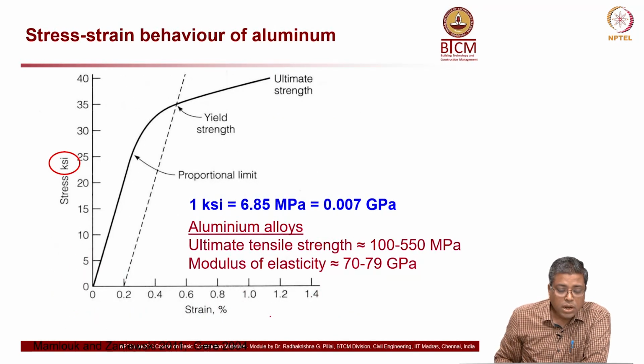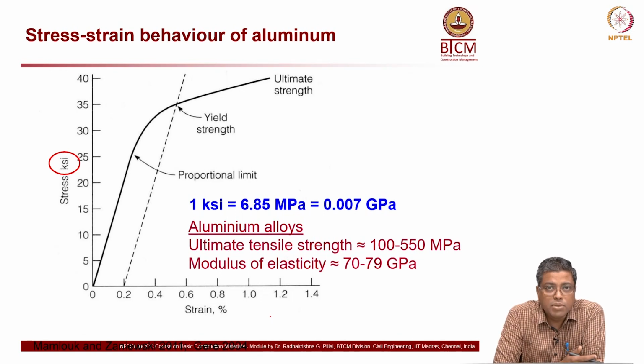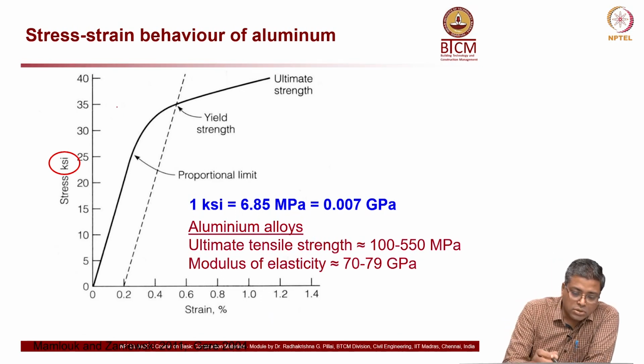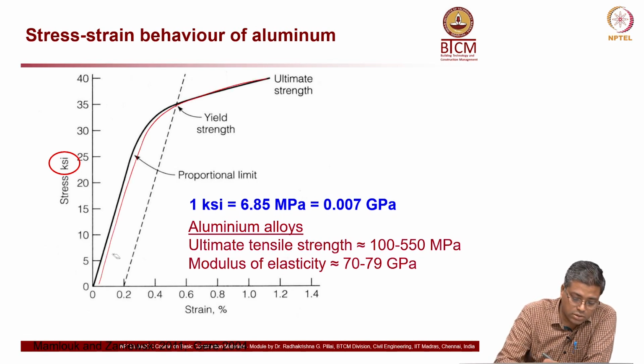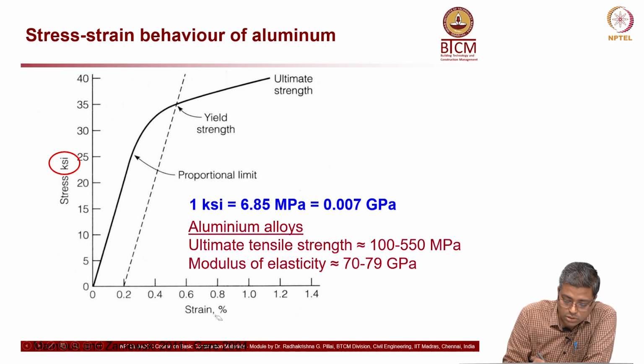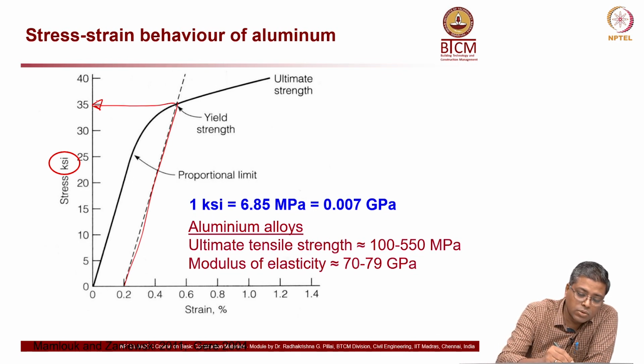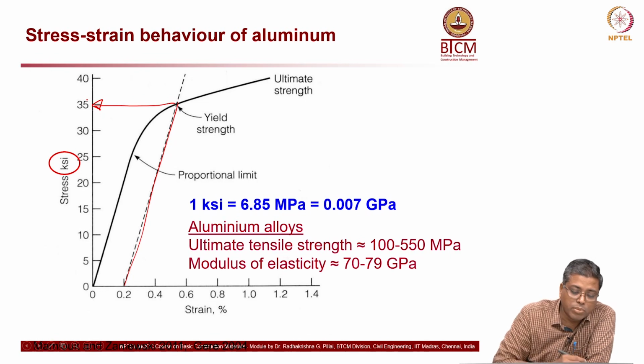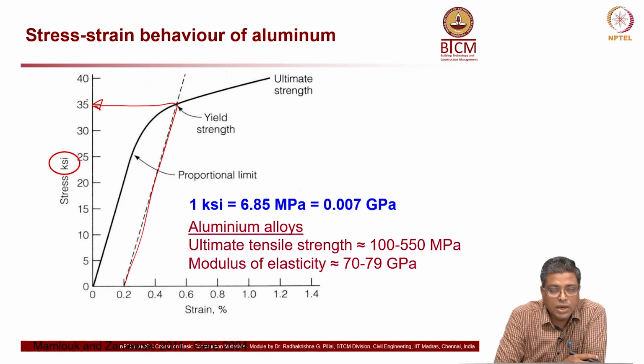Okay. Now, let us look at the stress strain behavior of aluminum. So, you can see here this thick black curve, this curve here. Okay. Now, you have this curve is strain versus stress. Okay. So, the stress strain. Now, when you take 0.2% offset, if I draw a parallel line like this, you are getting a proof stress of about 35 KSI.